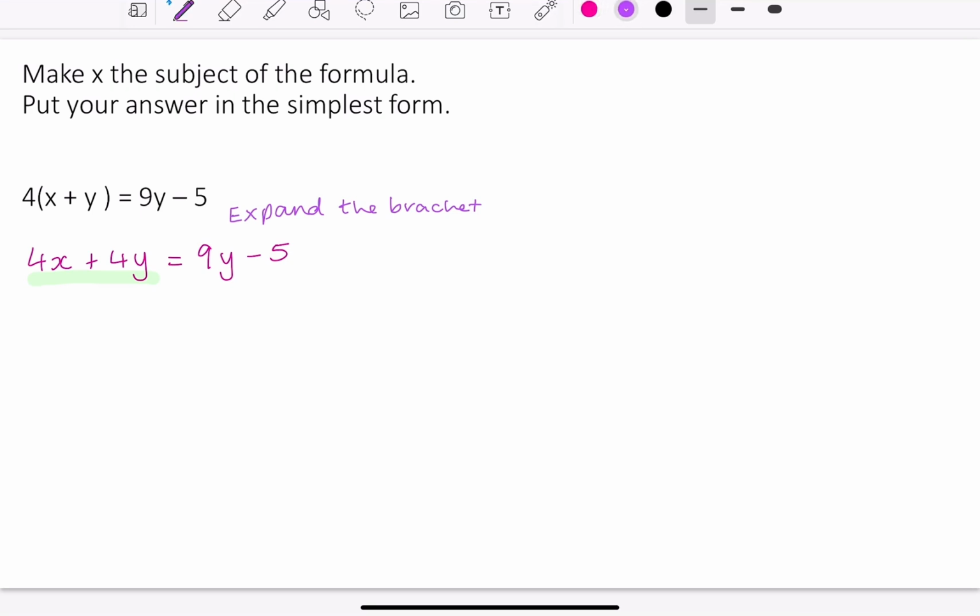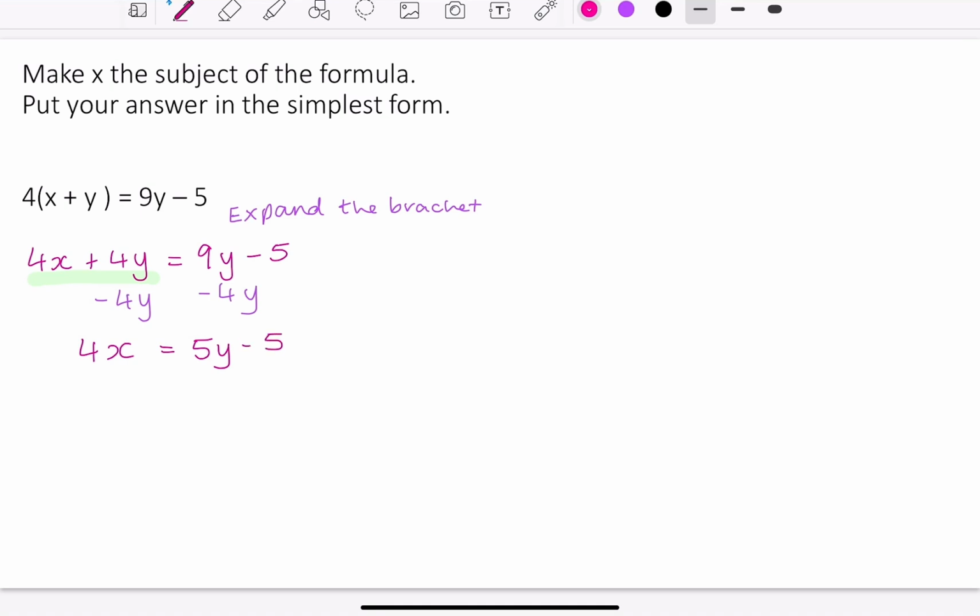Remember to always do this to both sides. Your equals is a balance. So if you're doing something to one side, you have to do it to the other, or you're going to tip your balance and you're no longer going to have two things that are equal. So we're going to do minus 4y from both sides. That's going to leave us with 4x is equal to 9 take away 4 is 5, left with 5y, and that minus 5 hasn't changed.